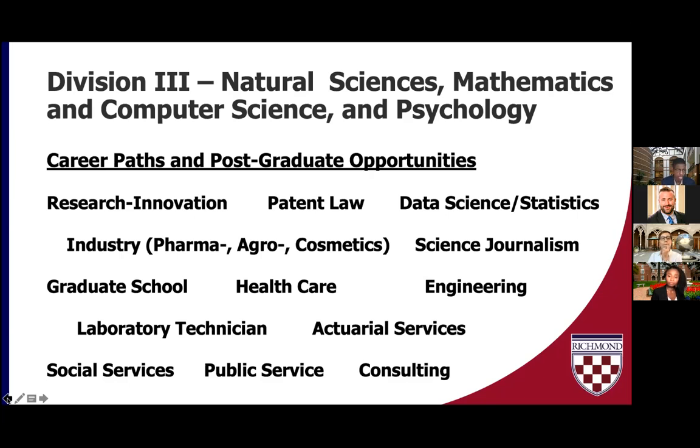Students may be interested in healthcare. That's another area in which you can go. Of course, graduate schools are available for many of these disciplines in Division 3. You can go to graduate school in any of the areas I mentioned: mathematics, chemistry, physics, biology, psychology, and so on. And of course, you can also go into public service.